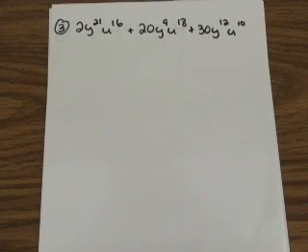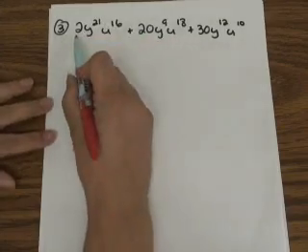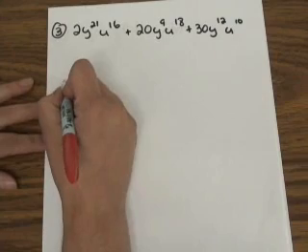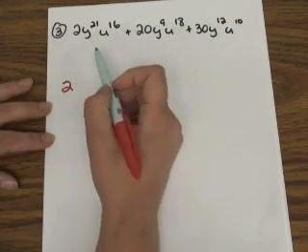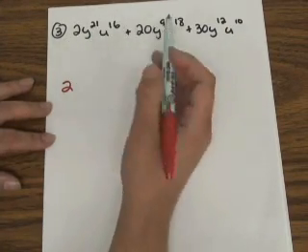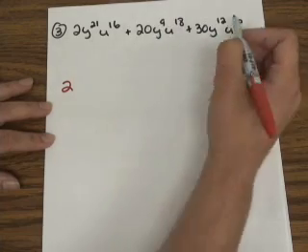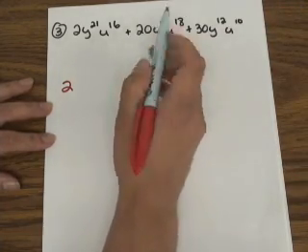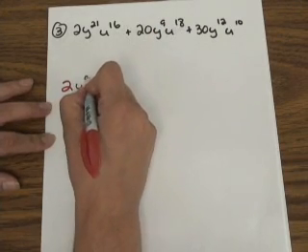Again, here we want to look for the greatest common factor. And let's look at the numbers first. 2, 20, and 30. The greatest common factor that they all have in common is the number 2. Let's look at the y's. Y to the 21st power, y to the 9th power, and y to the 12th power. The most that they can have in common is the smallest number, so that will be y to the 9th.